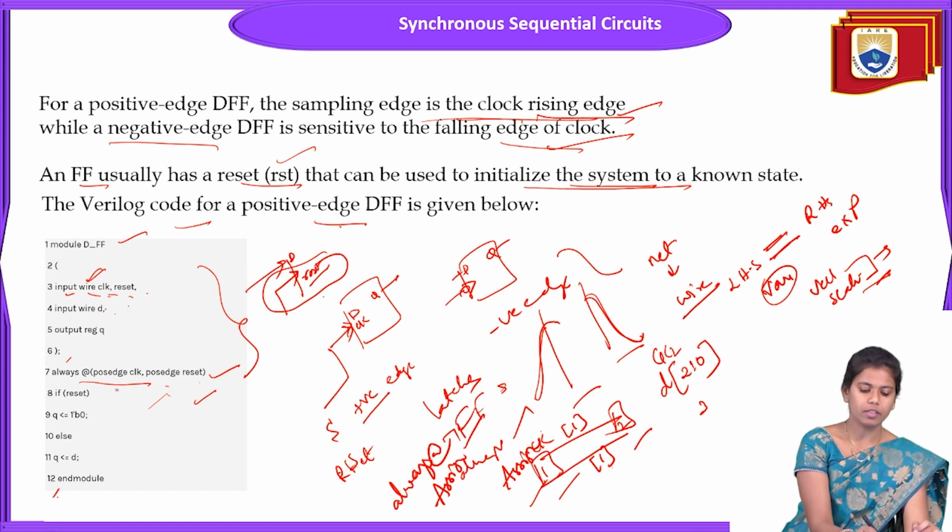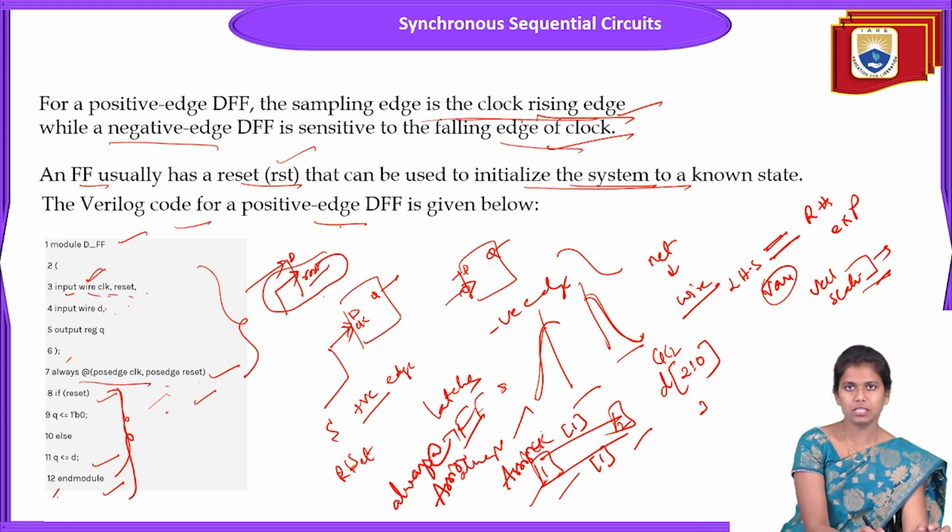And here the condition goes like this. If reset, Q less than or equals to 1 bit of data, that is 0, or else, if not, Q less than or equals to D, and end module. So this is how the main conditional statements go with this particular thing.